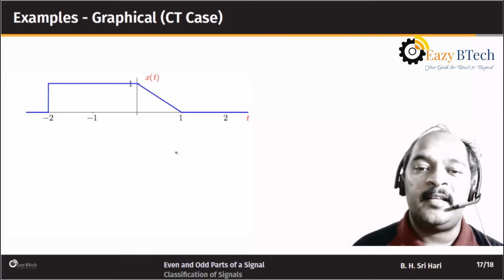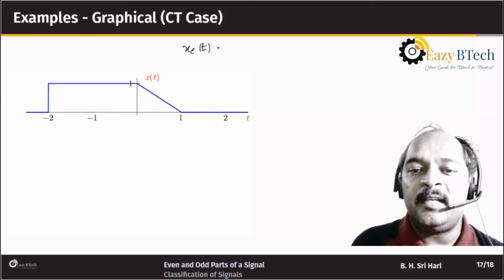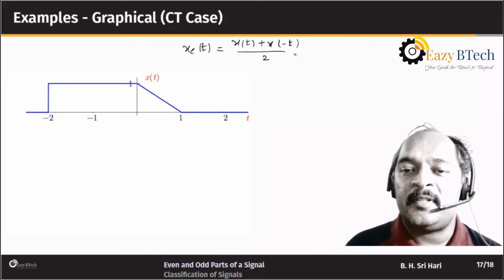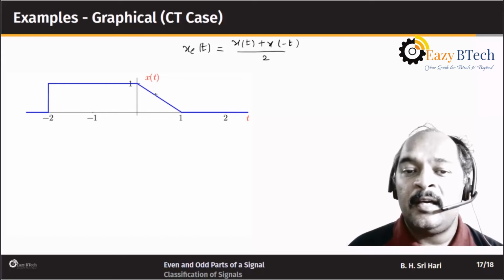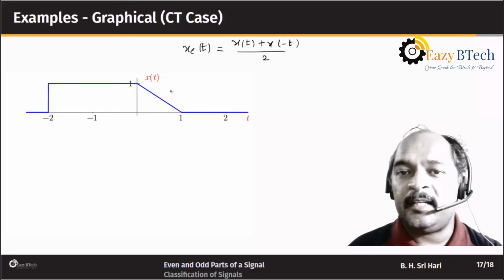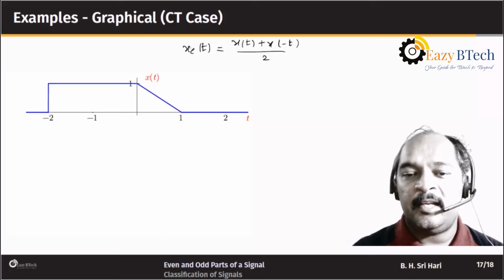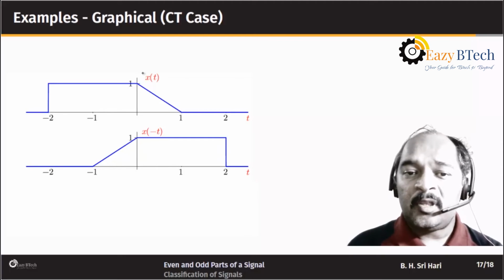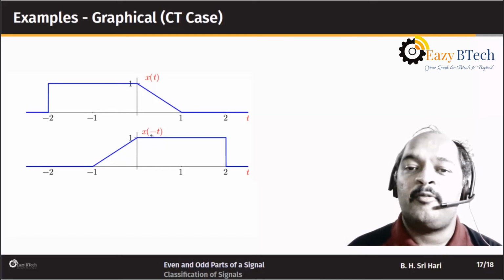Okay, so how do you find the even and odd part? We know that xe of t, for whatever the signal may be, is nothing but x of t plus x of minus t by 2, correct? So to find the even part, first we should know x of minus t. The plot of x of t is given, so we have to plot x of minus t. How do you get that? It is nothing but the rotation of the signal along the y-axis by 180 degrees. So if you rotate the signal along the y-axis, you get x of minus t.